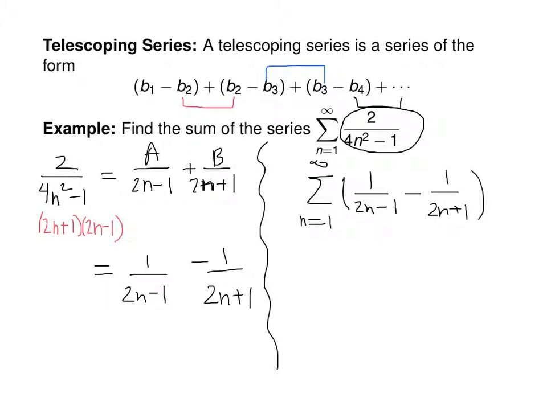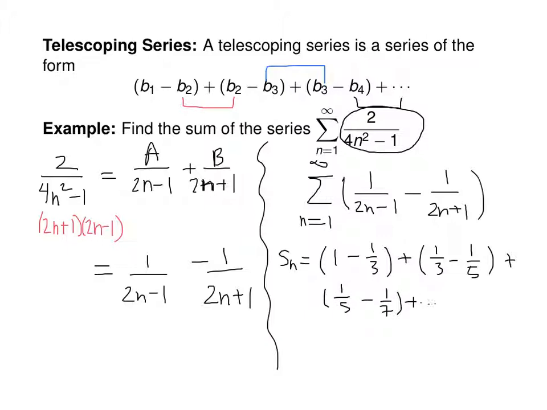Now let's find an expression for S sub n, the nth partial sum. So first, when we input 1, 1 over 2 minus 1 will give us 1 minus 1/3. When we input 2, we'll have 1/3 minus a 5th. When we input 3, we'll have a 5th minus a 7th, etc., until the last term when we input n, and we'll have 1 over 2n minus 1 plus 1 over 2n plus 1.